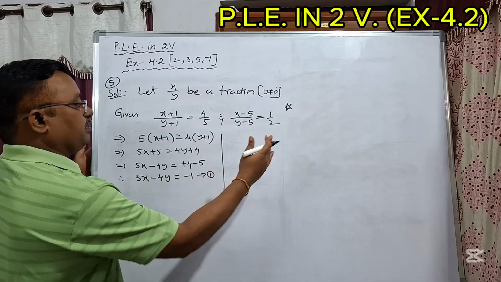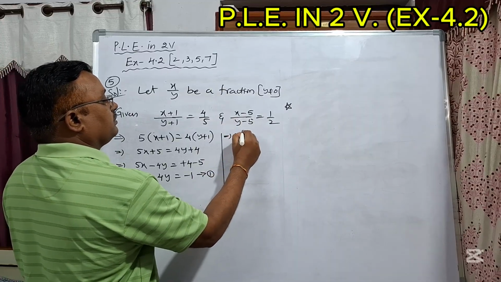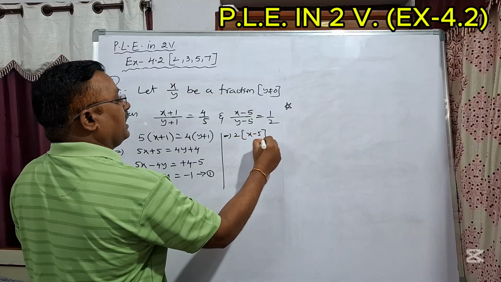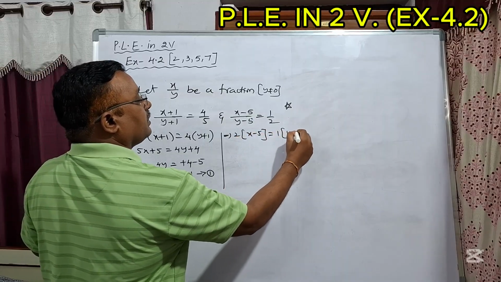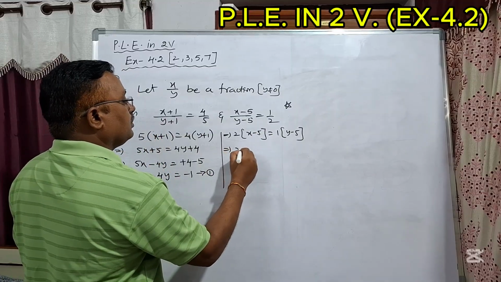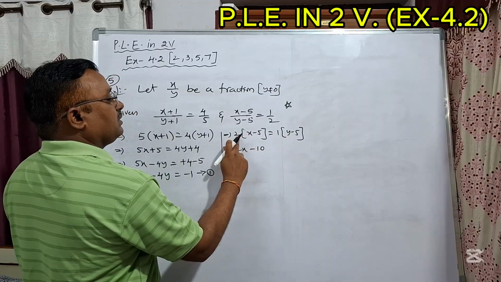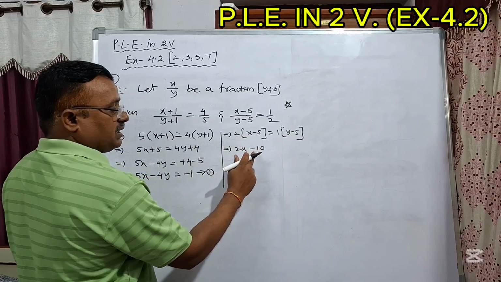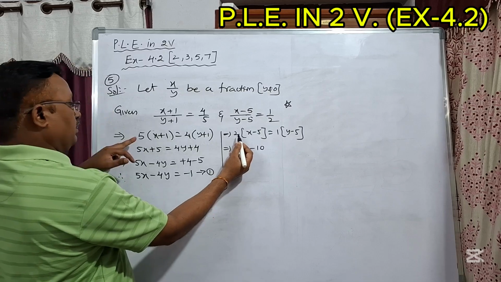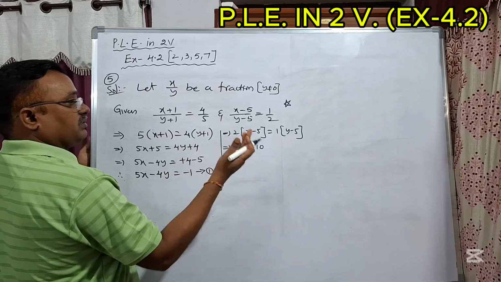Got it? Same process for the second one. Apply the cross product. 2 times (x minus 5) equal to 1 time (y minus 5). Okay? That implies 2x minus 10. 2x, and 2 into minus 5 is minus 10. Apply the outside number to every term of the bracket, to every term of the bracket.